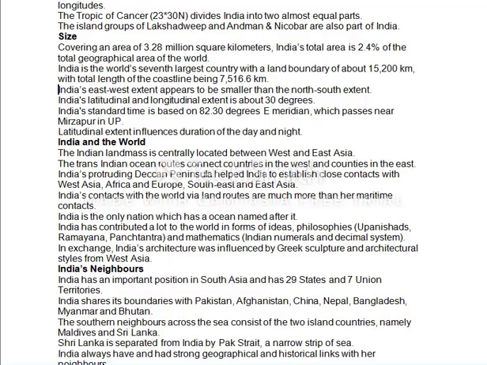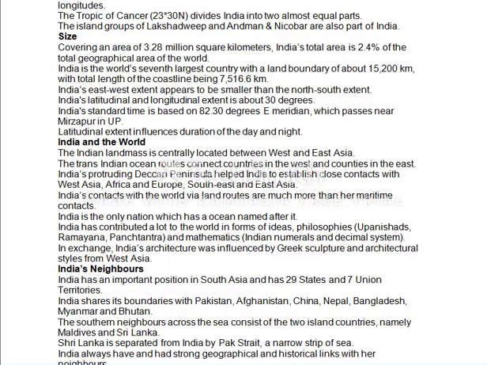India has contributed a lot to the world in the form of ideas and philosophies, the Upanishads, Ramayana, Panchatantra, and mathematics, the Indian numerals and the decimal system. In exchange, India's architecture was influenced by Greek culture and architectural styles from West Asia.